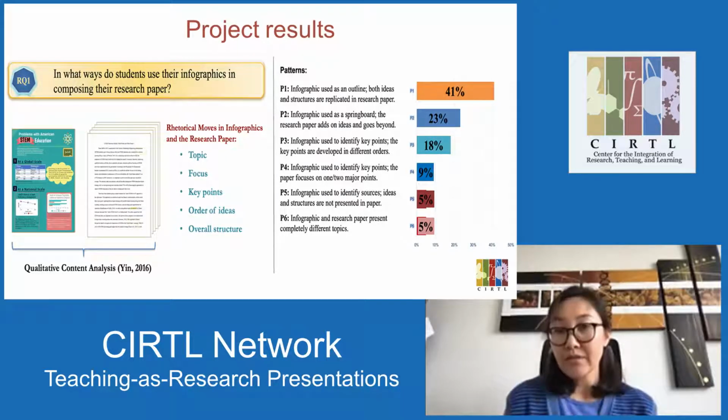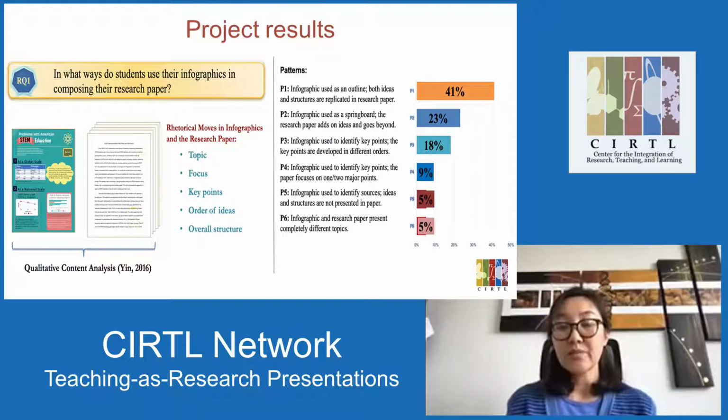6 patterns, and the first major pattern was that 41% of the students in this class used their infographic very strictly as an outline. Both ideas and structures were replicated in the research paper and followed the same order. About 23% of the students used their infographic as a springboard, and that is, the research paper adds on ideas and goes beyond what was presented in the infographic.